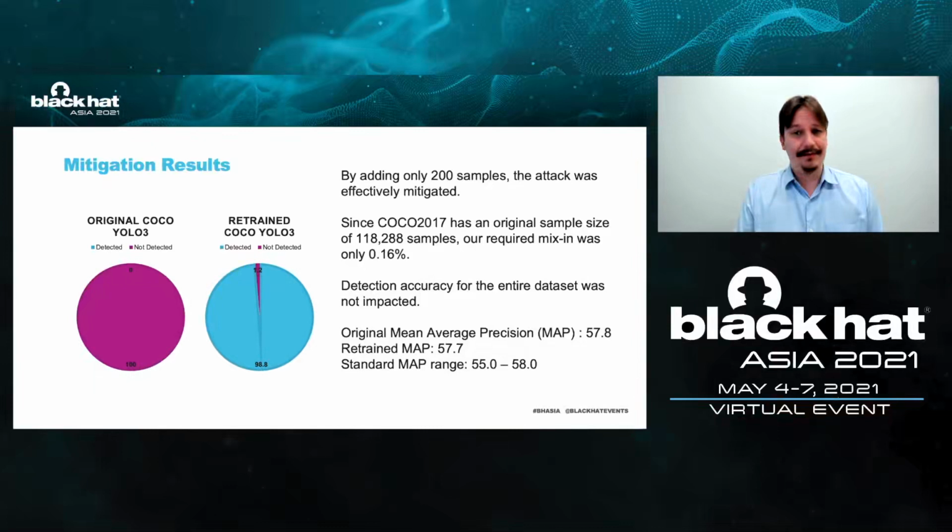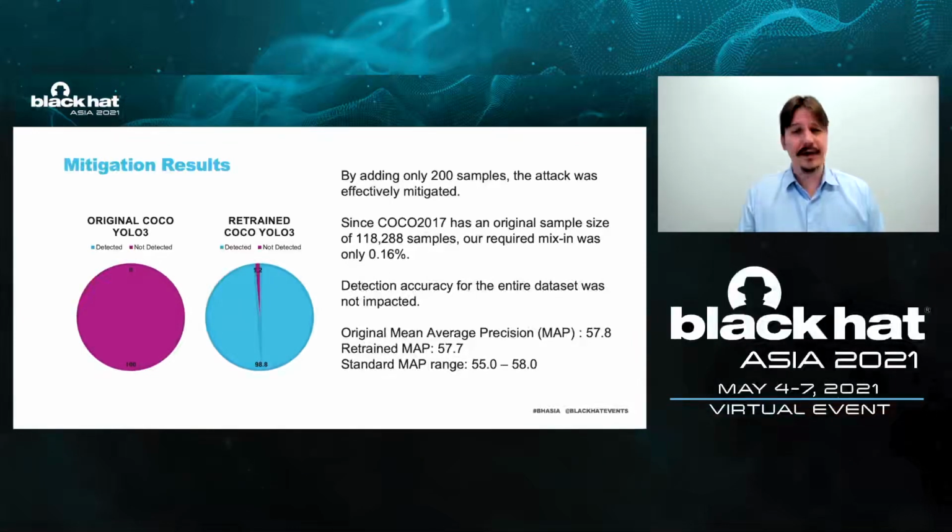Now, we ran some other tests as well. We were worried that this might decrease the accuracy of the network in general. So we ran a standard test to determine the mean average precision, or mAP, of the new network. And the original mAP was 57.8. The retrained mAP was down to 57.7. However, the considered range that was normal at the time of testing for a mAP for a YOLO 3 COCO network was between 55 and 58. So while there is a minuscule decrease, it is very much in the realm of normalcy.